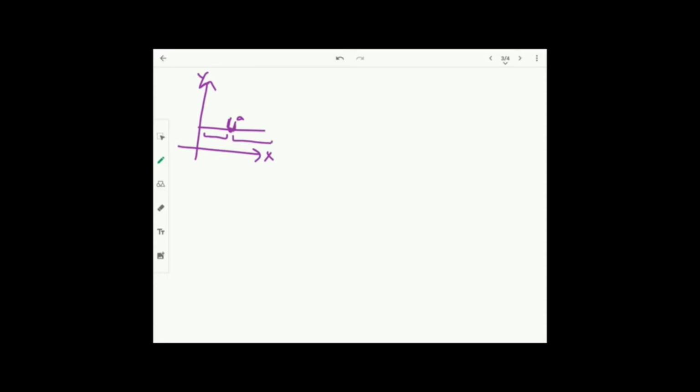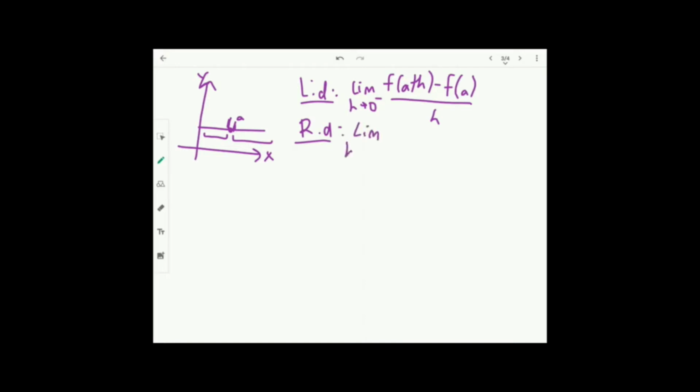So the formulas are very similar to the main formula with just one change. The left derivative, let me put this LD, is the limit as h tends to 0 minus, the left side of 0, of f of A plus h minus f of A over h. And the right hand derivative is the limit as h tends to 0 plus of f of A plus h minus f of A over h.